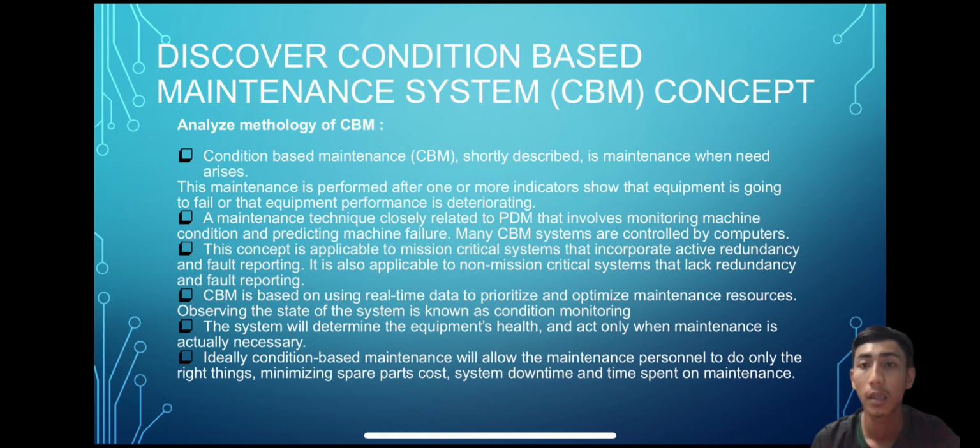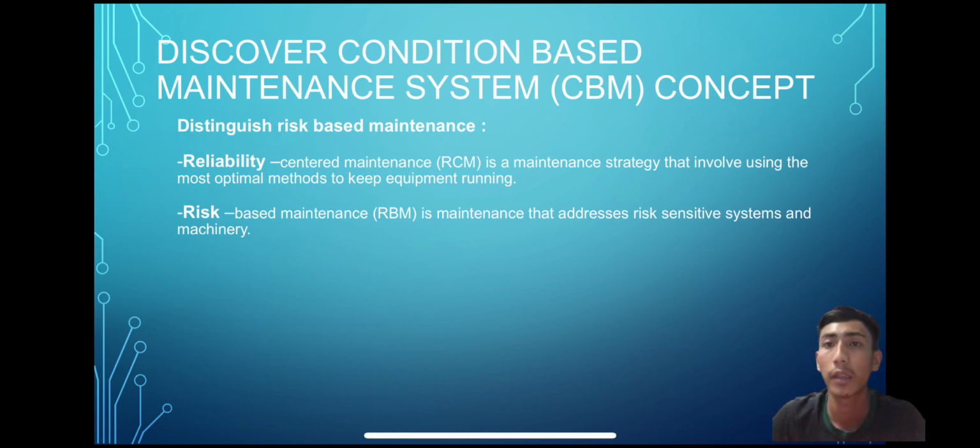Next, the system will determine the equipment health and act only when maintenance is actually necessary. Next, ideally condition-based maintenance will allow the maintenance personnel to do only the right thing, minimizing spare part cost, system downtime, and time spent on maintenance. Discover condition-based maintenance system (CBM) concept. Distinguish risk-based maintenance.